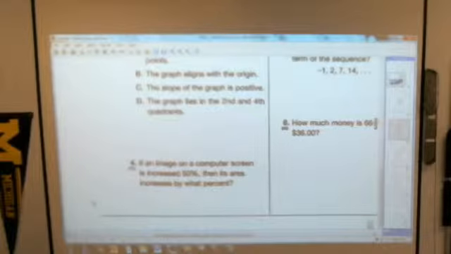Number 4. Do we have to do number 4? What's it say? If an image on a computer screen is increased by what percent? I will accept either 225 or 125%. How about that? Can we get either one of those two? Yes. So far we have 2. We may punt on that one, by the way.